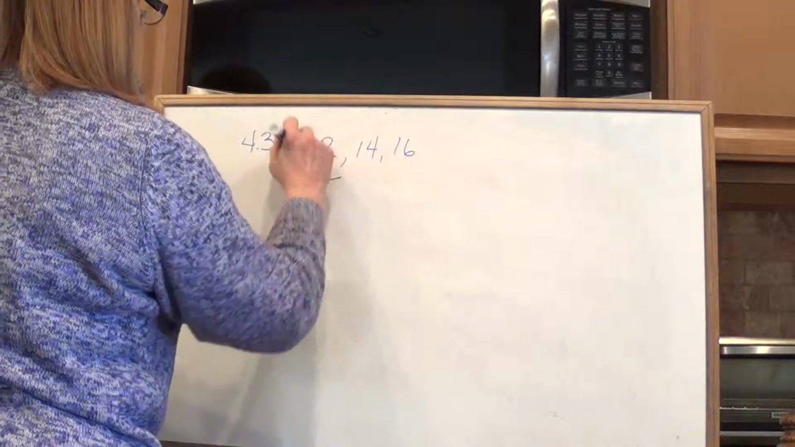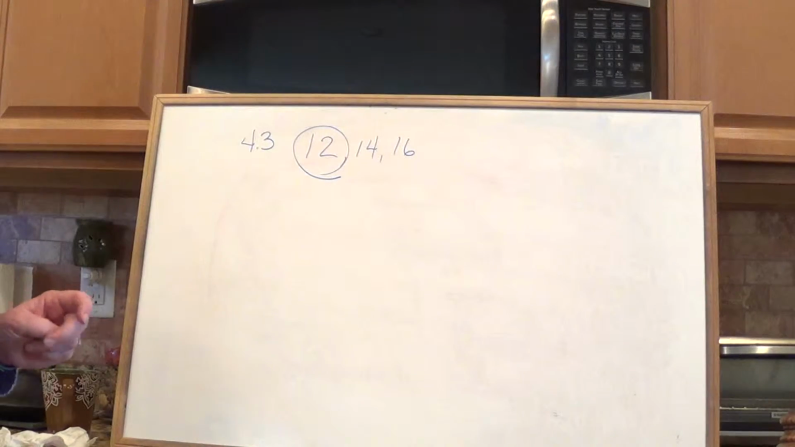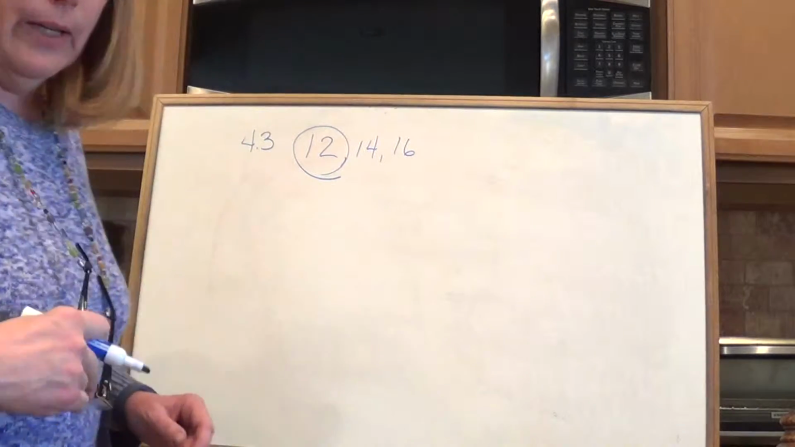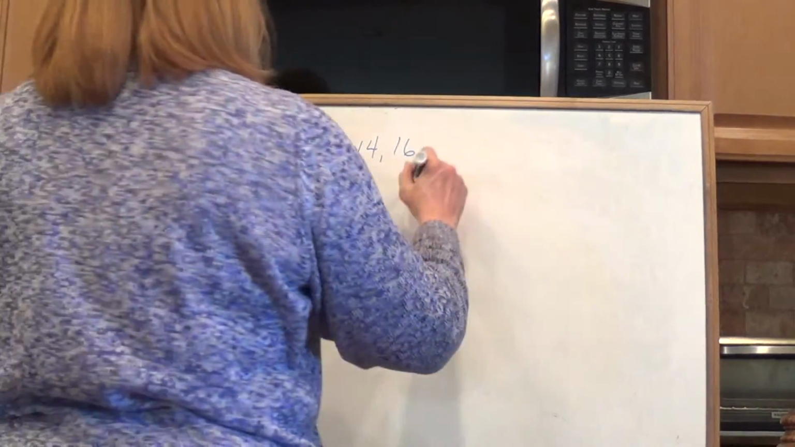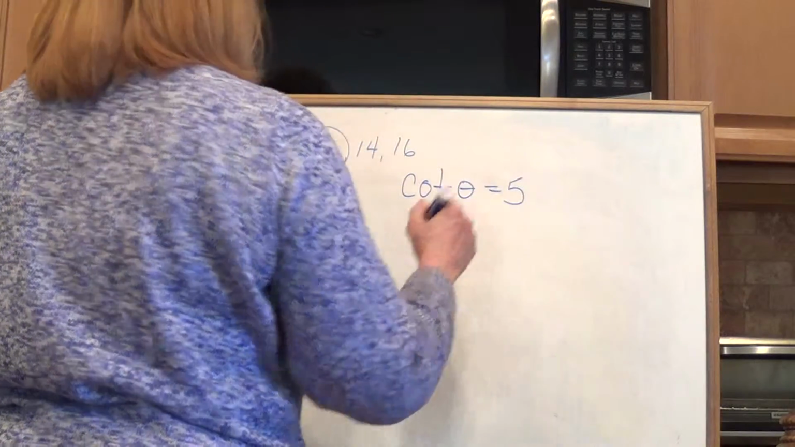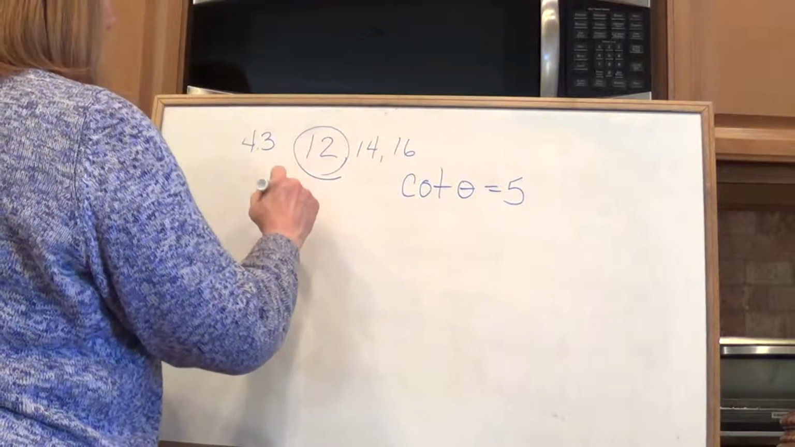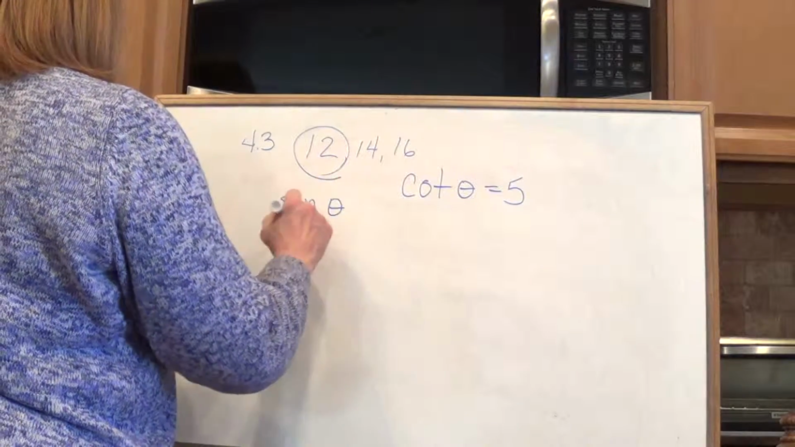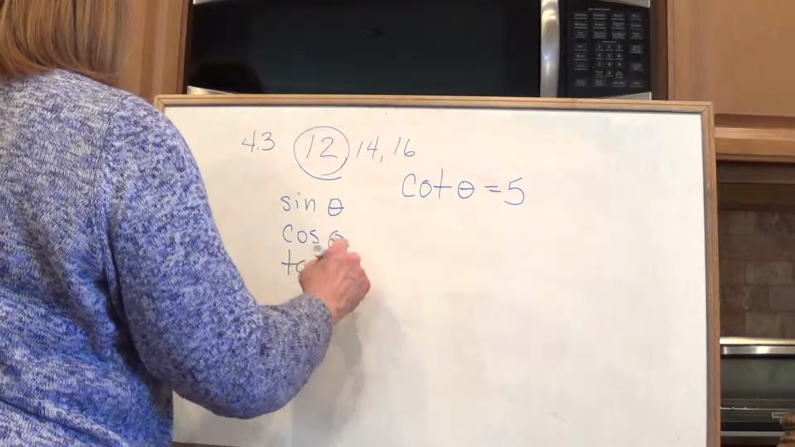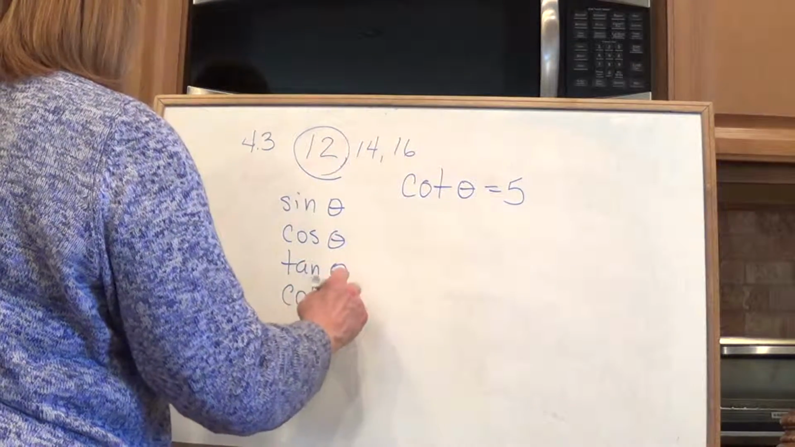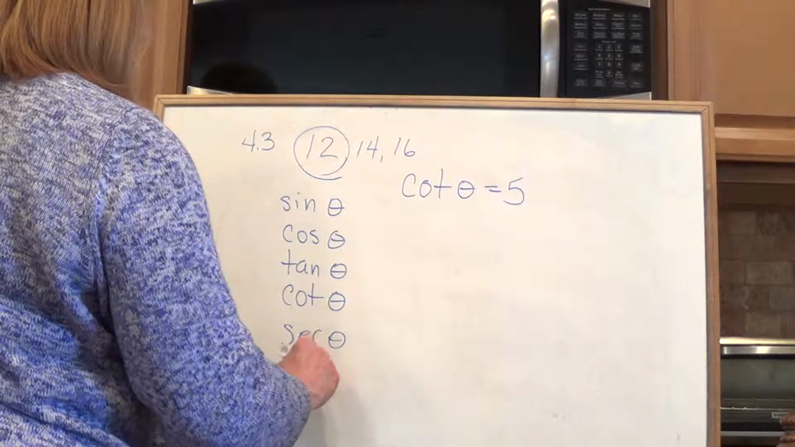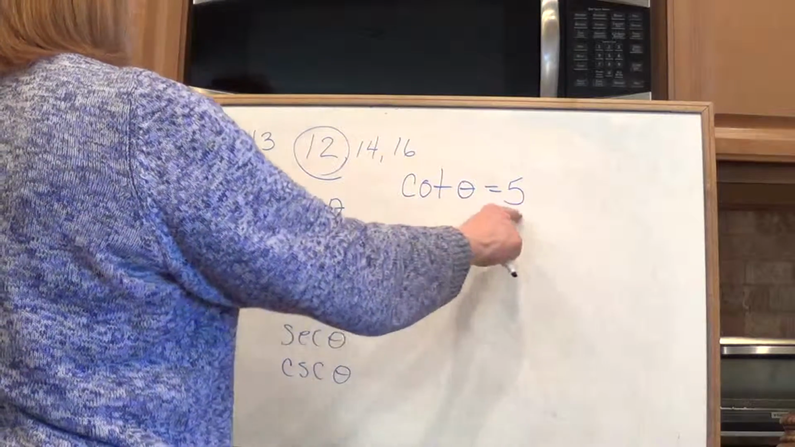And we did number 12 together before the students left. So I want to do the same for you. It turns out on number 12, the problem was cotangent of theta equals 5, and they want you to find all of these: sine theta, cosine theta, tangent theta, cotangent theta, secant theta, and cosecant, just from the fact that cotangent of theta equals 5.